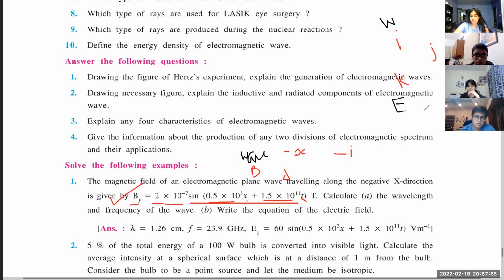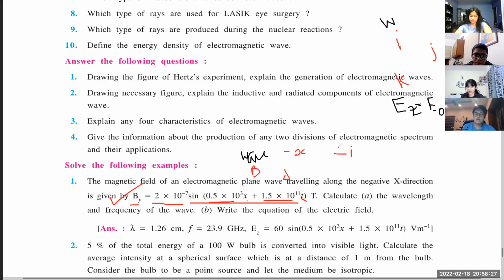E cross B should be plus K, right? Plus K cross J will give you minus I, right? That's why you should write E as plus K. So Ez is equal to, then we will go with E naught.